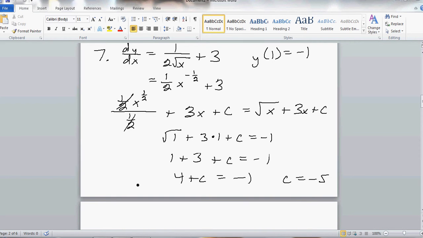So what do we want to write? It says solve the initial value problem. Technically, we're there. C equals -5. We've solved it. When it says solve the initial value problem, that's what we're looking for. What value is c?